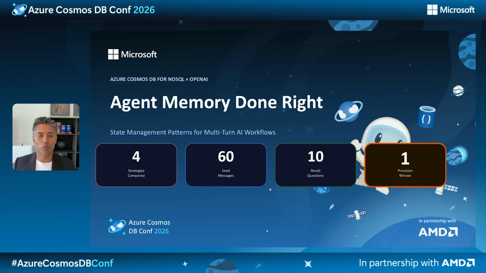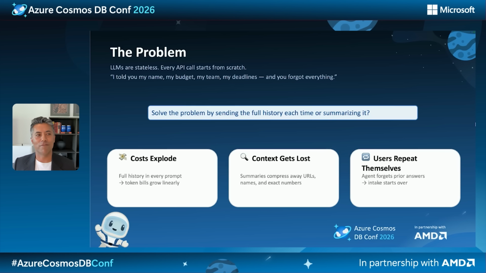We also will show you 10 recall questions. And the first 5 questions are really easy. And all the 3 strategies get them right. However, the next 6 questions are more nuanced. And that shows how you need to change your testing strategies, especially if you're leaning more towards the easier questions during your AI POCs. So let's have some fun and define the problem.